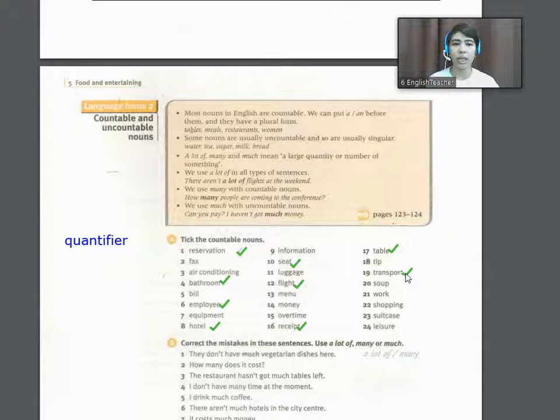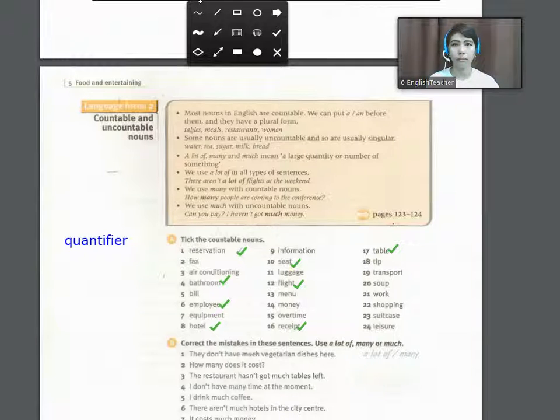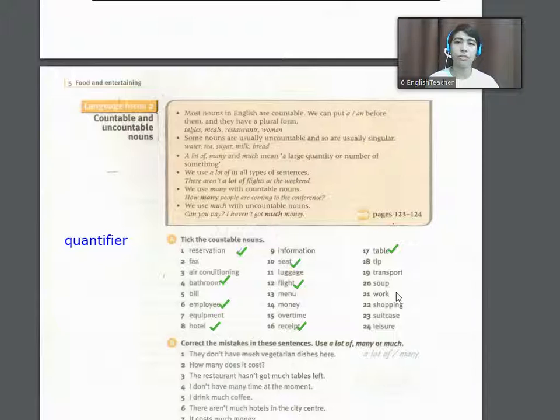Transport or transportation, you can't count it. But when you're trying to talk about vehicles or cars, therefore you can count it. Next, soup. It's uncountable. Work. Work is uncountable. That's the reason why there have been a lot of issues in how to quantify work. Payment in overtime work, or the amount of time that you work. Work is an uncountable noun.